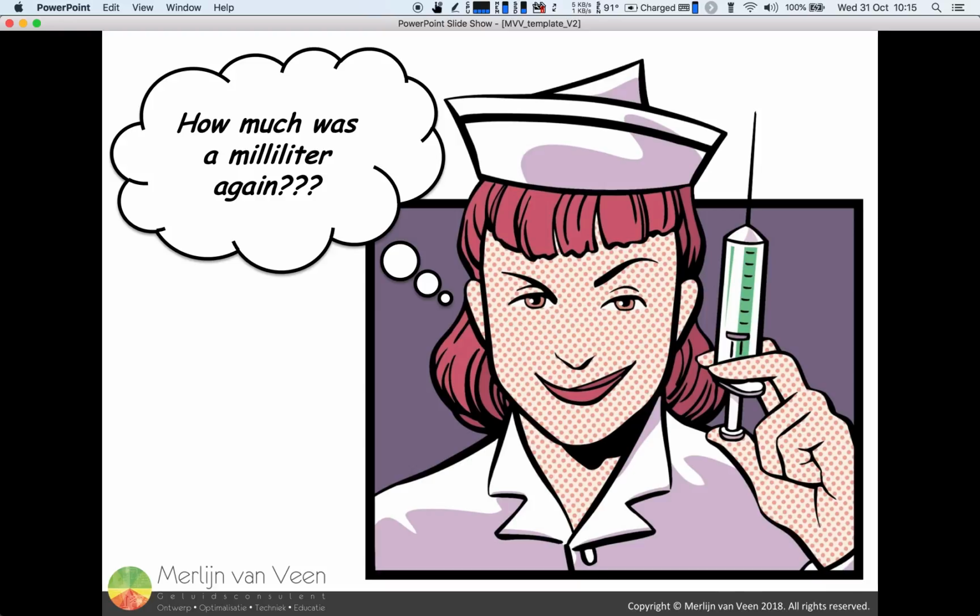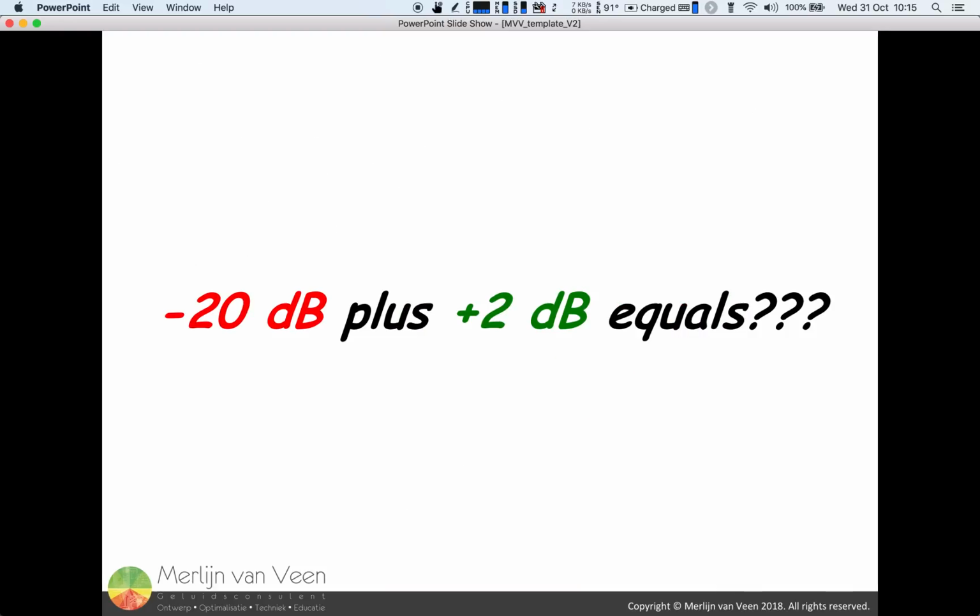So what if we want to answer this question? Minus 20 decibels, a negative value, plus 2 decibels, a positive value, equals how much? What if we want to do this the formal way, using all those fairly complicated, but certainly not rocket science, equations? Well, most of you will have heard that there are two equations. There's the so-called 20 log rule, and there's the so-called 10 log rule.